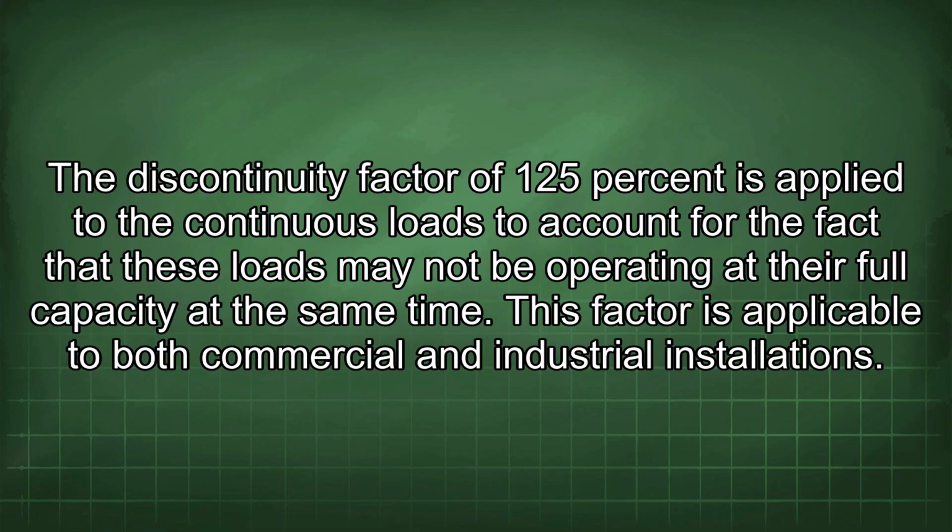The discontinuity factor of 125% is applied to the continuous loads to account for the fact that these loads may not be operating at their full capacity at the same time. This factor is applicable to both commercial and industrial installations.